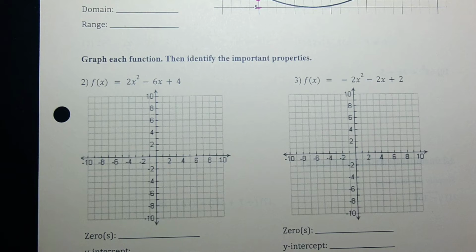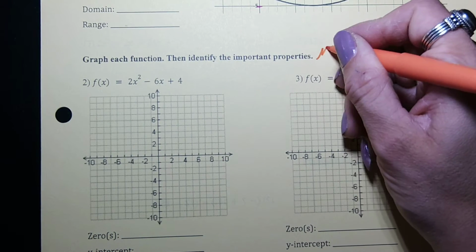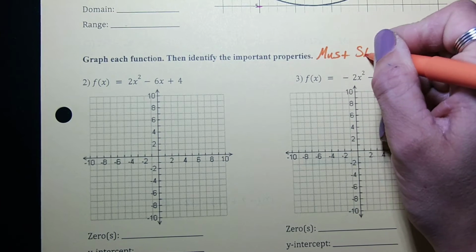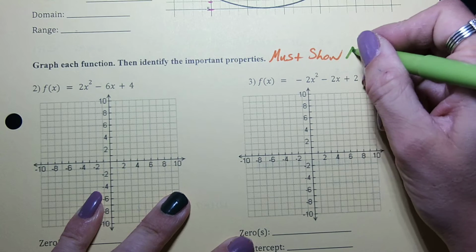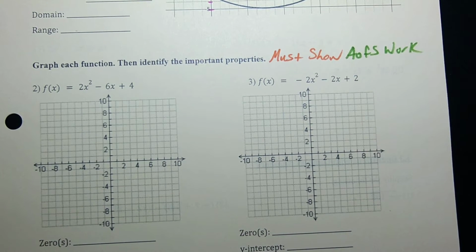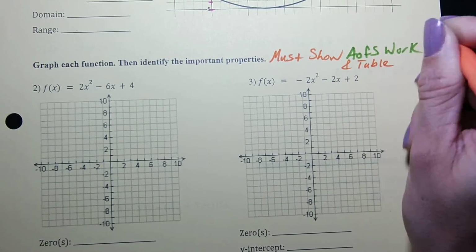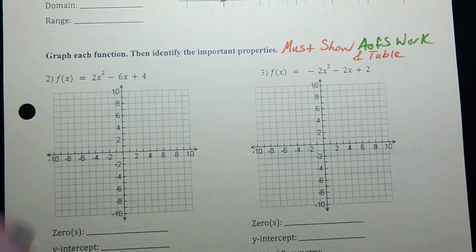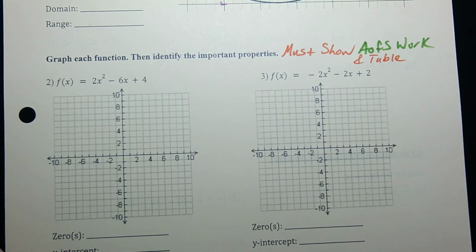For graphing each function, this is important because I had to flag a lot of people's homework for this. You must show your axis of symmetry work. So must show your A of S work and the table of values. So don't just plug and chug points and put them on your graph. Actually show that collection of points in your table.